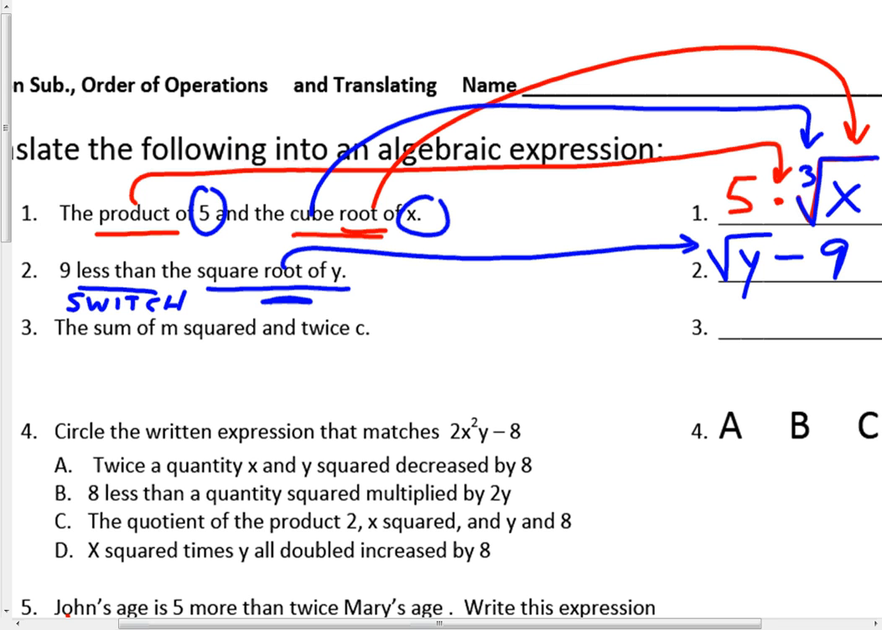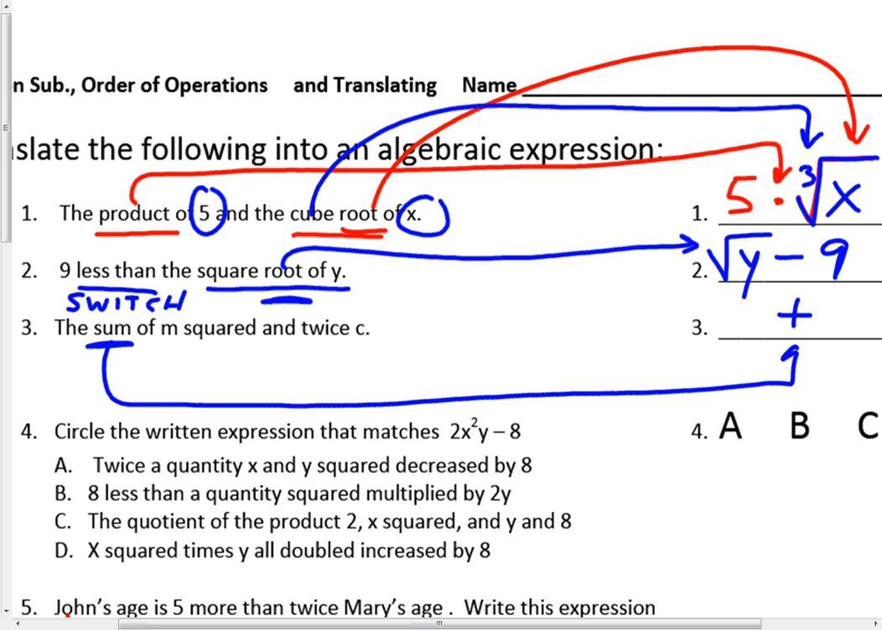I saw a lot of people who did not know what sum meant. What does sum mean? Addition. M squared. Do you see the word root in this one? So don't put a square root in here. Some people went square root crazy. Don't do that. M squared.